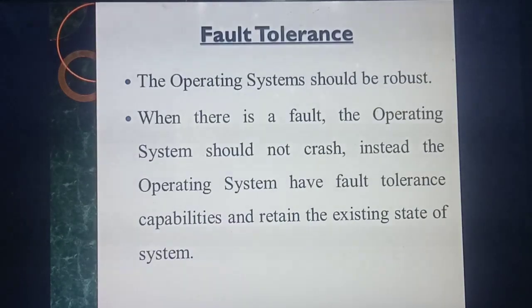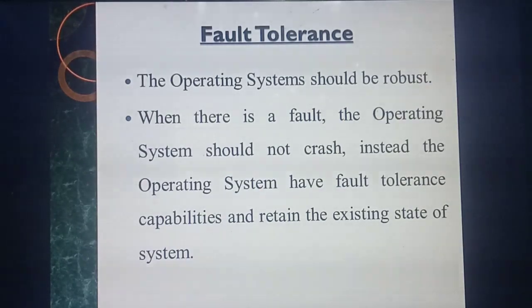Understood? Okay. So next one is fault tolerance. Now you are studying about the operating system, isn't it? By default, the operating system has fault tolerance capability. That means if there is some fault or some crash in the software or anything.